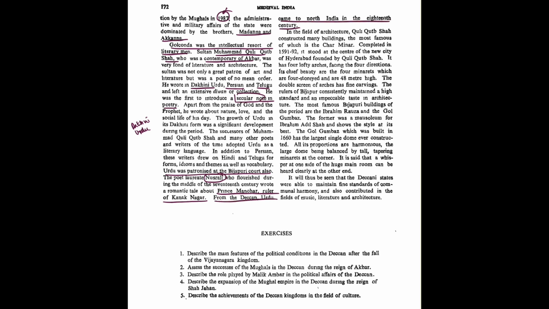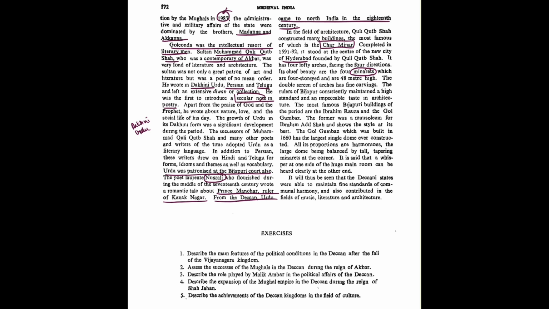In the field of architecture, Quli Qutub Shah constructed many buildings, the most famous of which are the Charminar and the Golconda Fort. Completed in 1591-92, the Charminar stood at the center of the new city of Hyderabad, founded by Quli Qutub Shah. It has four lofty arches facing the four directions. Its chief beauty are the four minarets, which are four-storied and 48 meters high. The double screens of arches have fine carvings.